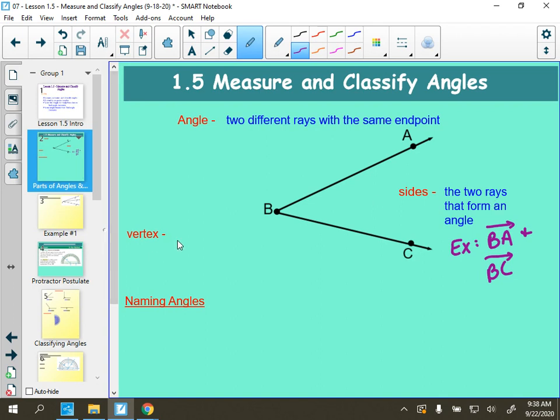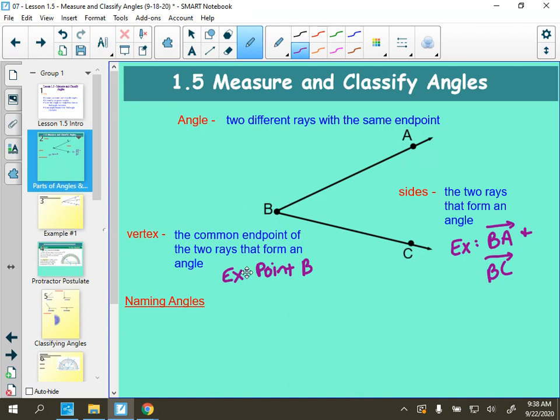Okay, vertex. All right, the vertex of our angle is that common endpoint that the rays are sharing. So if I asked you to identify the vertex of this particular angle, we would say point B. All right, and that would be our vertex.